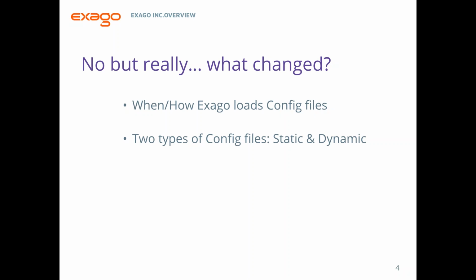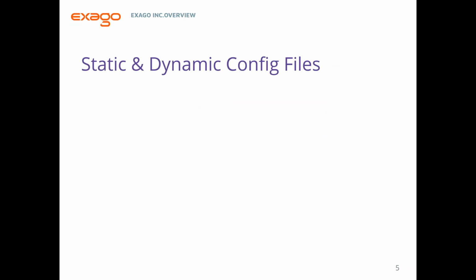So we've created two types of config files, static configs and dynamic configs. And what this is going to let us do is load one static configuration when Exago first starts. So when your server, IIS or Apache, first starts, it'll load one file. And that file will be stored in memory, and then the dynamic files will be loaded on top of that. So what do I mean by that?